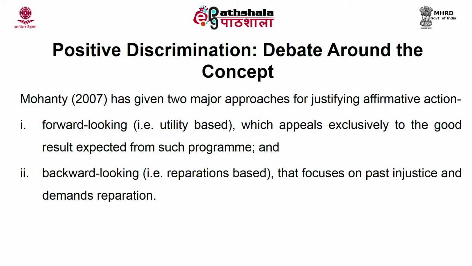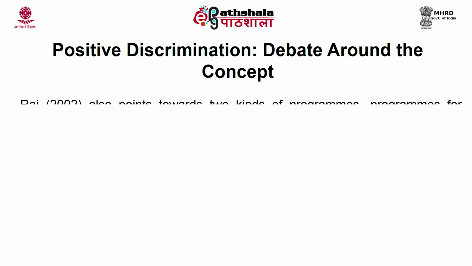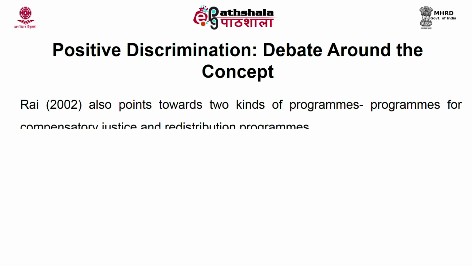However, looking at the causes for controversies, particularly in India, he further adds that, quote, "In India, affirmative action is essentially rooted in approach based on past injustice and reparations. Positive discrimination expresses wrong messages when they are based exclusively or primarily on either of these two arguments." Unquote. Rai also points towards two kinds of programs: programs for compensatory justice and redistribution programs.